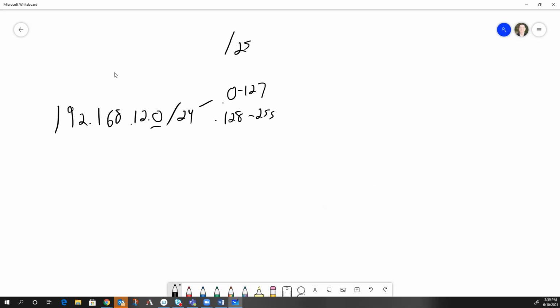If I needed a network of 126 hosts, I could pull this network out. Okay, and that would give me the network 192.168.12.128/25. So that is a subnet that has 126 usable hosts on it. How am I getting that number of 126 usable hosts?